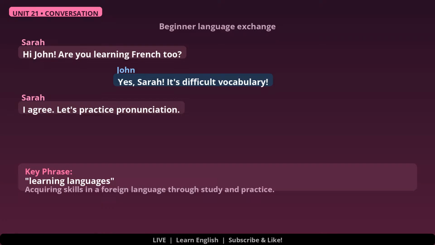Let's practice a conversation. Situation, beginner language exchange. Sarah says, hi John. Are you learning French too? John says, yes, Sarah. It's difficult vocabulary. Sarah says, I agree. Let's practice pronunciation. The key phrase is learning languages. It means acquiring skills in a foreign language through study and practice.